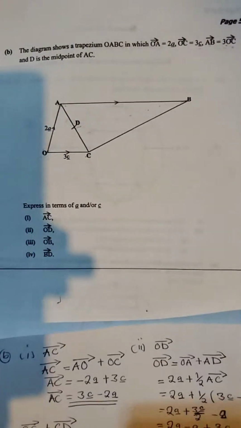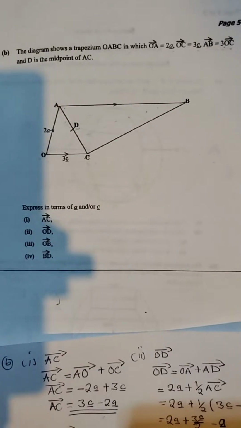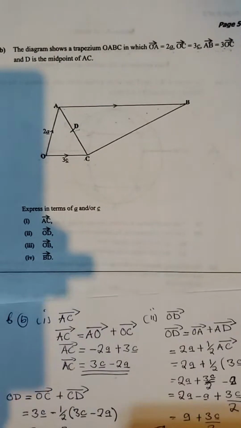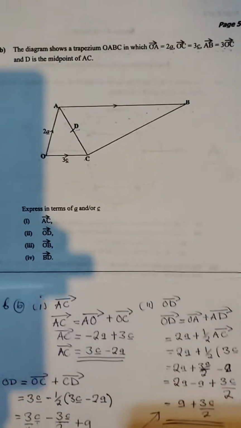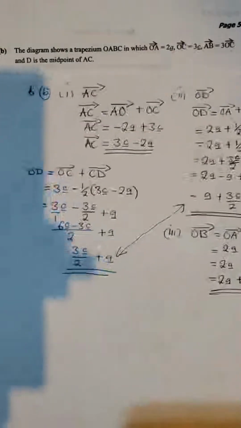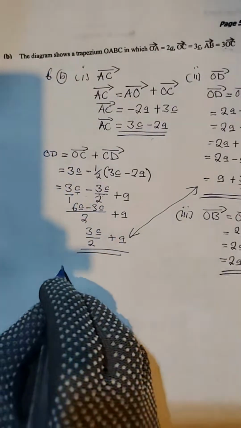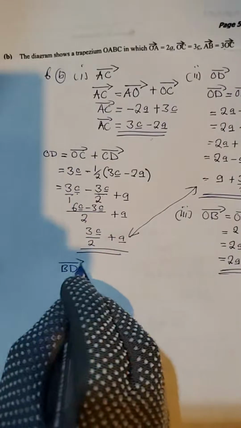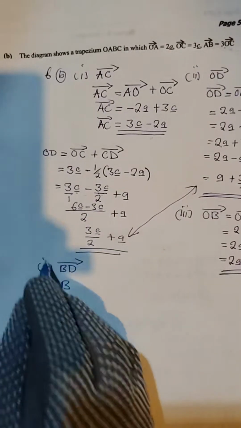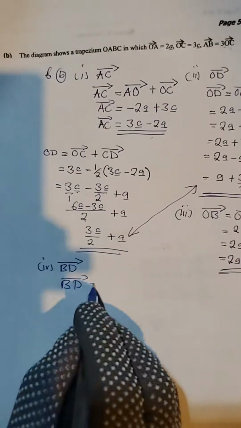Yeah, we're done. Oh, there is another question, which is the last question, BD. So we're done with the first three. So we have the last question, which is BD. Okay, no problem. So BD, and this is 2 marks. So this is number 4.